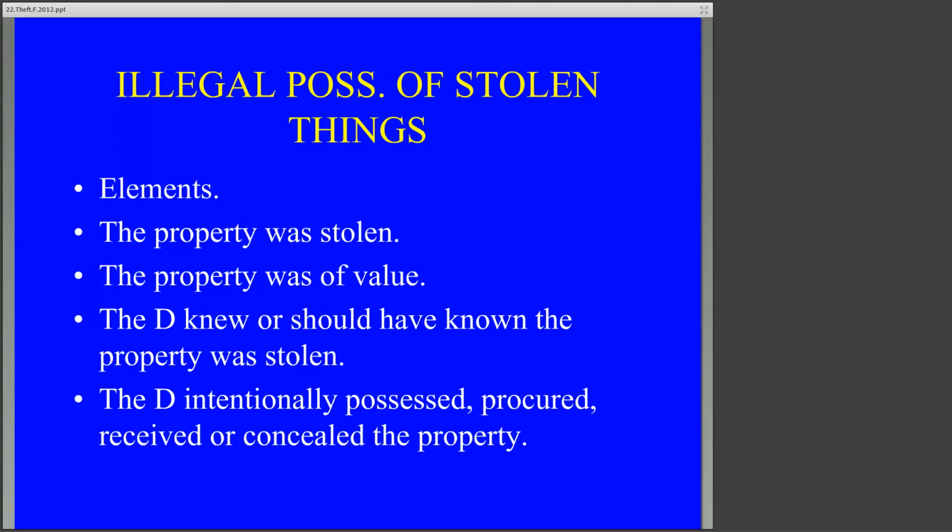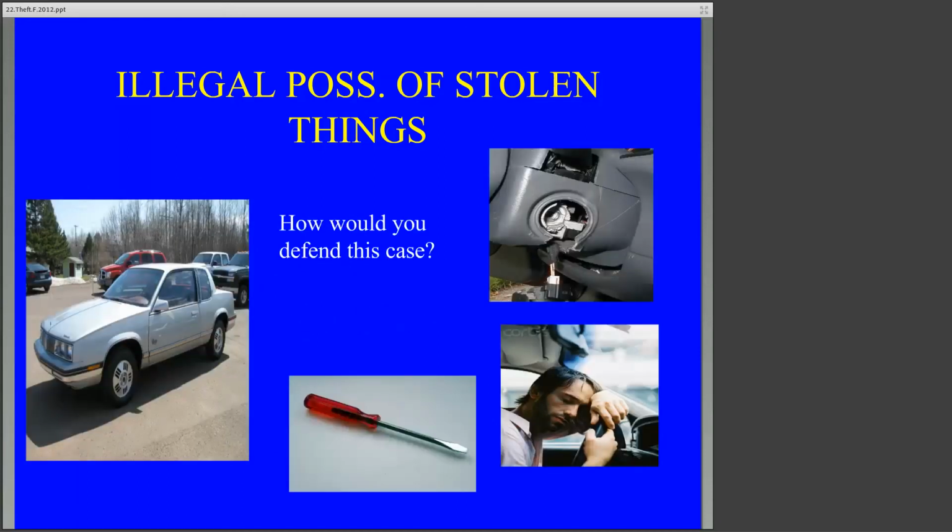Now, how do we get these elements proven? Who do you think is called to testify at the trial? Well, you would call the owner of the car. You would call the owner to tell that, "I don't know this guy. My car was stolen." And when you look at the condition of the car, when you have the steering column broken, the individual's asleep, there's a screwdriver, those facts to me look like illegal possession of stolen things.